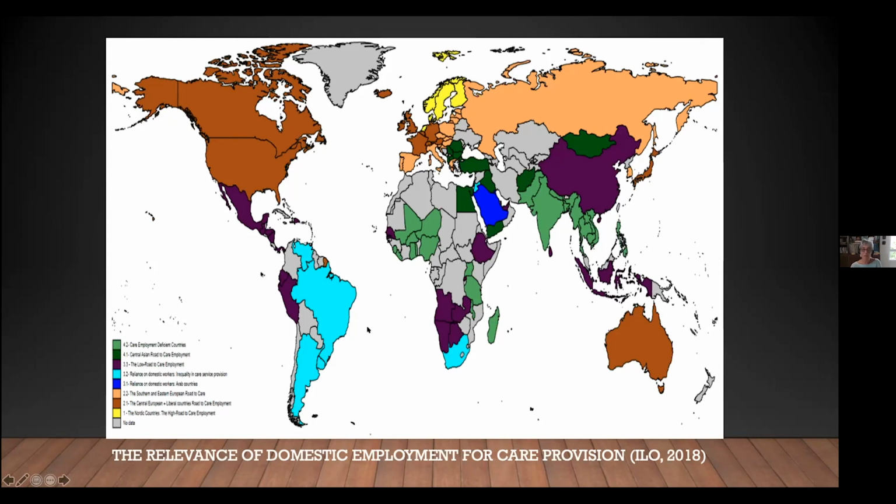I just call your attention to those light blue countries, which are mostly South Africa, Brazil, Argentina, Uruguay, Colombia, Venezuela. Those countries are the most important in the world where care provision is strongly based on domestic employment, not necessarily on professional care work.